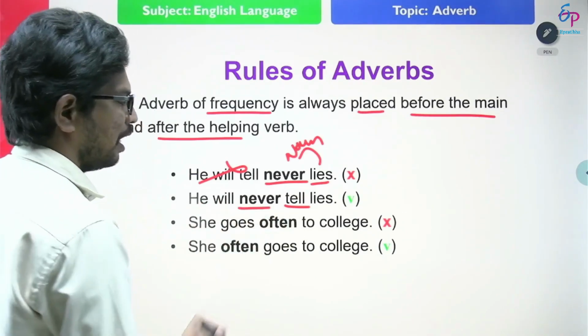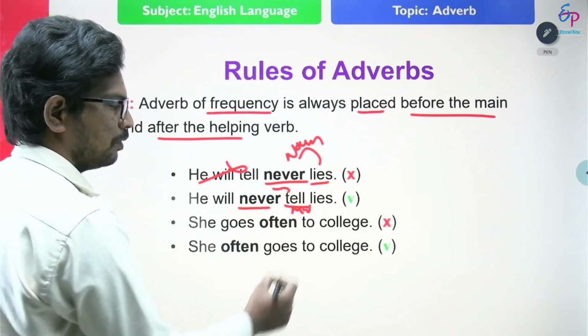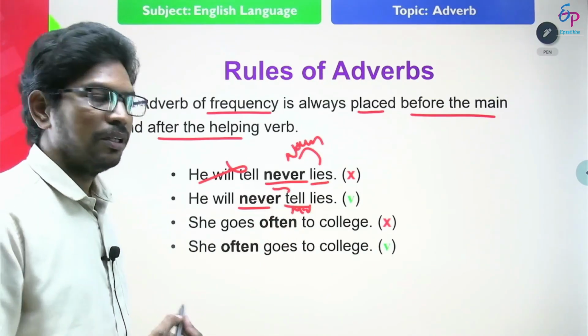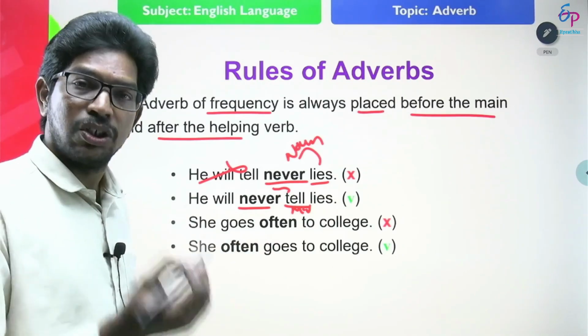So always remember, an adverb of frequency should always be placed before the main verb. What is the main verb here? Tell. Let us see one more statement and find out the error. She goes often to school.